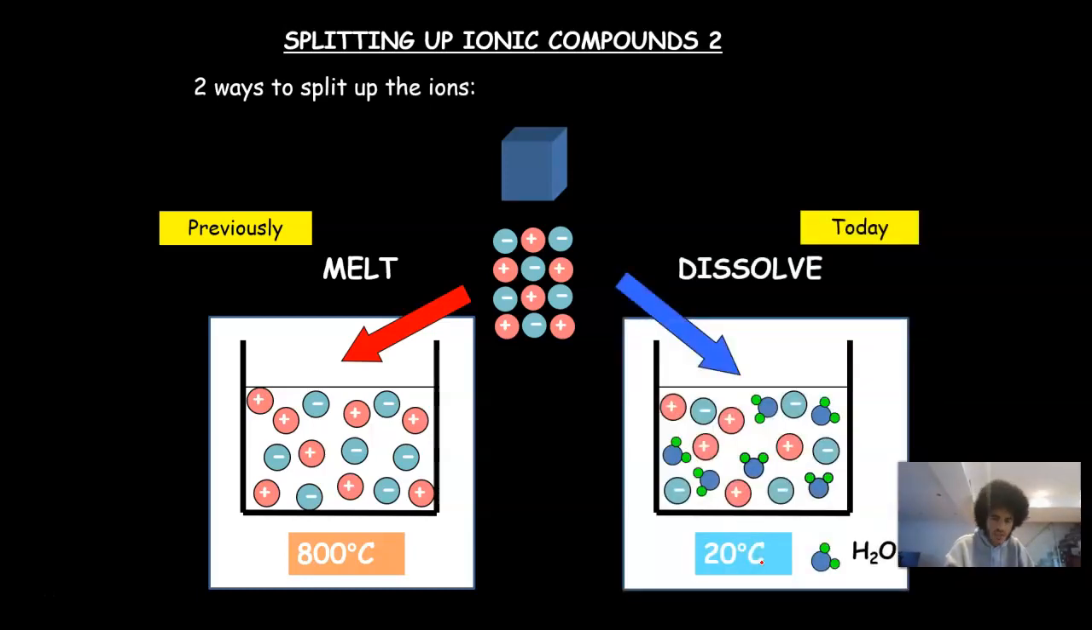So what you instead do is you can dissolve it. Now, dissolving is great because you don't need as much energy. However, you do have a couple of issues with this, namely the fact that you have more than two ions in that solution, and that's what you have to contend with.